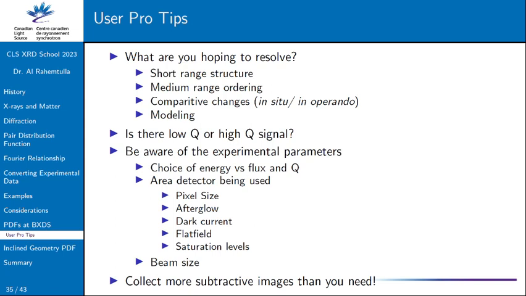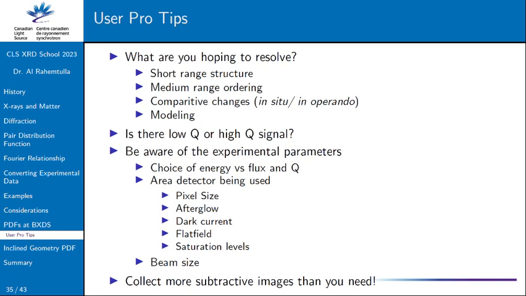And then in terms of things to be aware of, these are things that you probably don't need to know prior to an experiment, but these are good questions to ask your scientist, and they should be able to tell you all these things and ease your mind about them. So choosing your energy in terms of what you're hoping to get in terms of Q as well as flux, and asking about the area detector being used, knowing if there's any quirks about it, how big the pixels are.